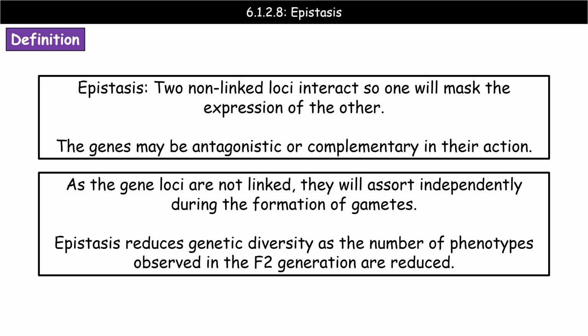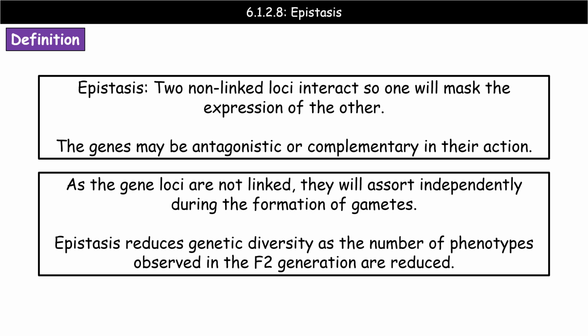These genes may be antagonistic or they could be complementary in their action. So we've got those two different options and we'll have a look at each of them with some specific examples in this video. Now, because these gene loci are not linked, that means that when it comes to the formation of our gametes, they will be assorted independently. Because they're not linked together, random assortment at each stage of the formation of the gametes in meiosis can lead to independent assortment. We get different variations within those gametes.